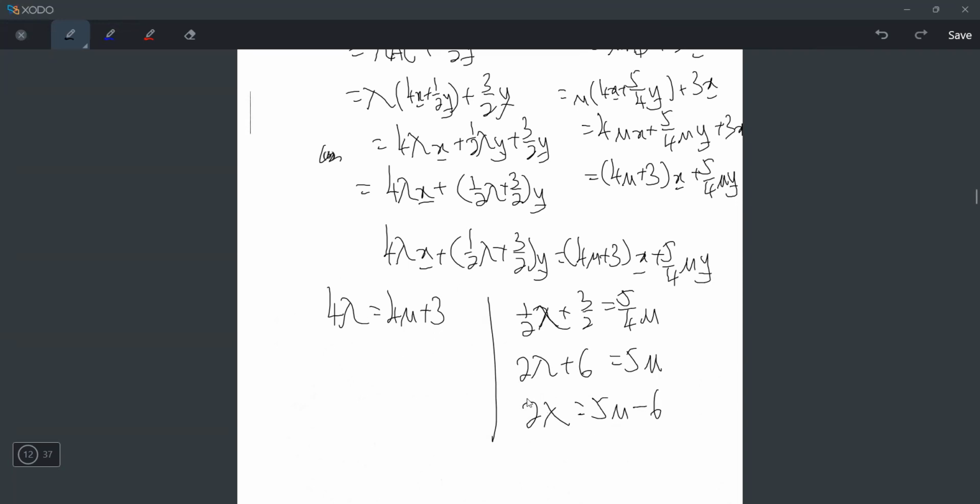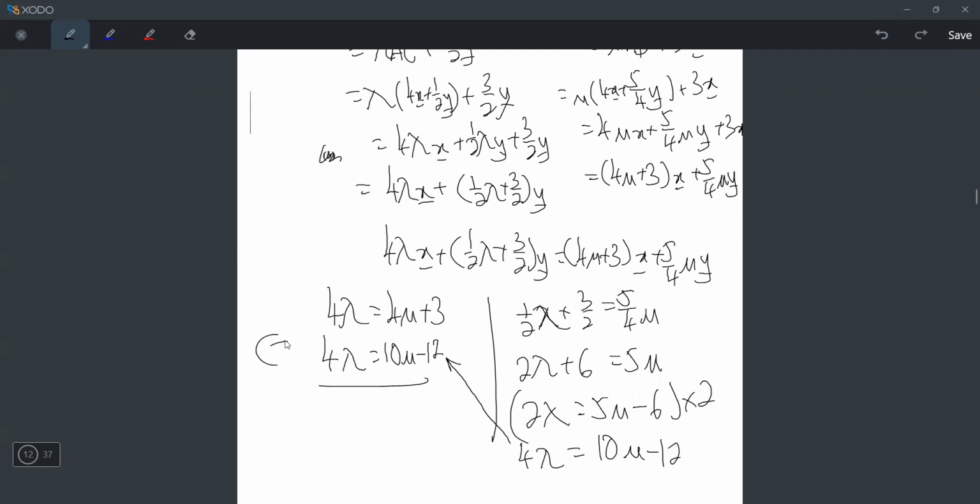And then now what I do is I take this one, I times 2, so that I can do elimination later. Alright, I make them the same first. So it becomes 4 lambda equals to times 2 is 10 mu, and then times 2 is 12. Right, and then I can transfer this up here. So 4 lambda equals to 10 mu minus 12. And then I minus 4 mu, 4 lambda, 0, 4 minus 10, negative 6 mu, 3 plus 12, 15. So 6 mu equals to 15, mu equals to 15/6.